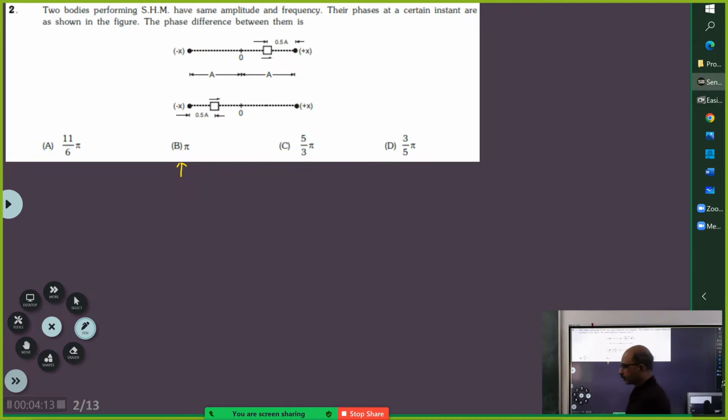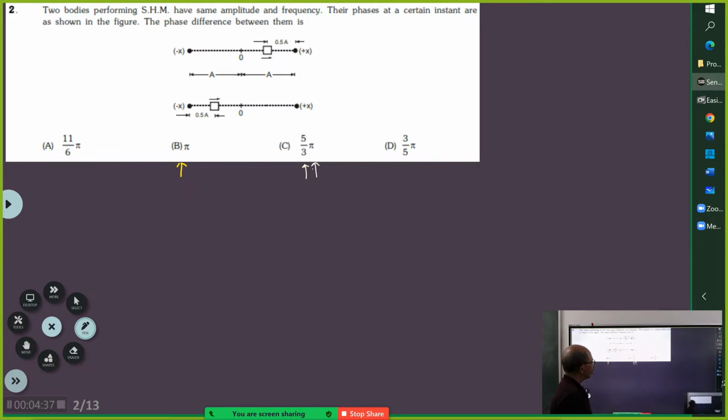So anybody else? Option C. Sir, even I think it's option C. So two students are putting it as option C. Okay, then I will ask these two students. Okay, Arun, begin. How did you get option C?